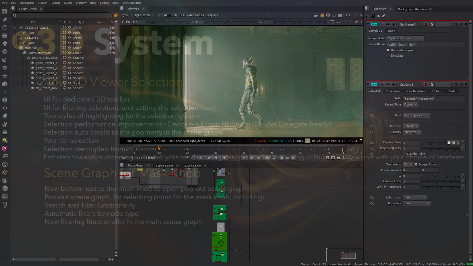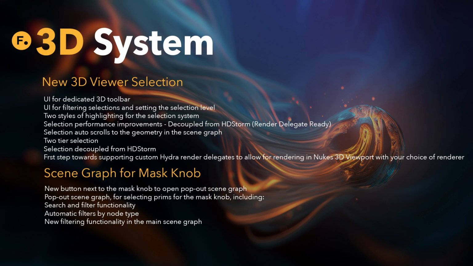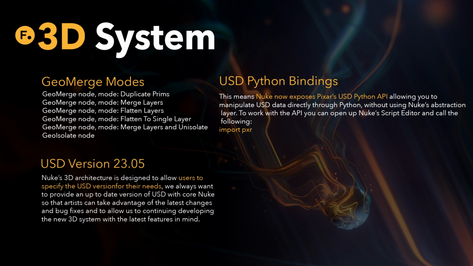Okay, so to summarize some of the things we just looked at, there's the new 3D viewer selection. We have the new pop-up for the scene graph or mask knobs. There are the new geo merge nodes. Some things we haven't touched on, but we'll talk about now: the USD version has been updated to 2305, noting that users can specify their USD version for their needs. And also USD Python bindings have been added inside of here. So if there's Python inside of your USD files, you're able to communicate with it through Nuke's script editor.